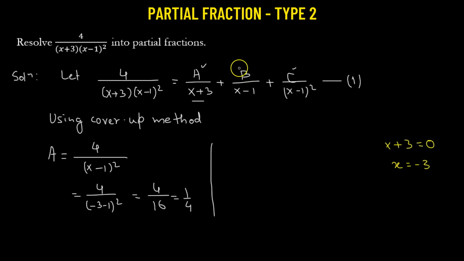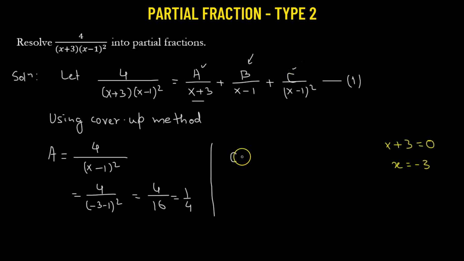Then we cannot apply the cover-up method to the second partial fraction. That's because if we look at its denominator, which is x minus 1, although the factor x minus 1 is present here, we have 2 factors of x minus 1. It's x minus 1 repeating twice, so we cannot consider it completely. So we have to go to the next partial fraction, the third one.